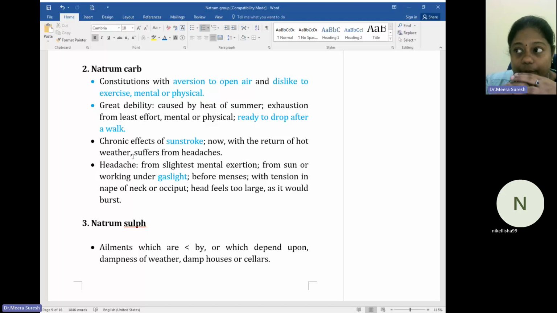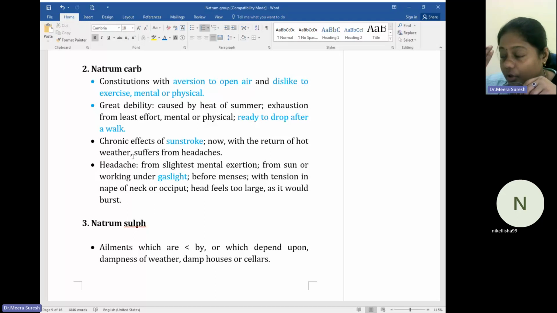That is a good remedy. But if some person comes to you and their occupation is like that, welding and working in fire, burning, I mean furnaces, and then they are having headache, natrum carb is better indicated. And headache will be before menses with tension in nape of neck or occiput. So natrum carb is having an occipital or nape of neck headache.